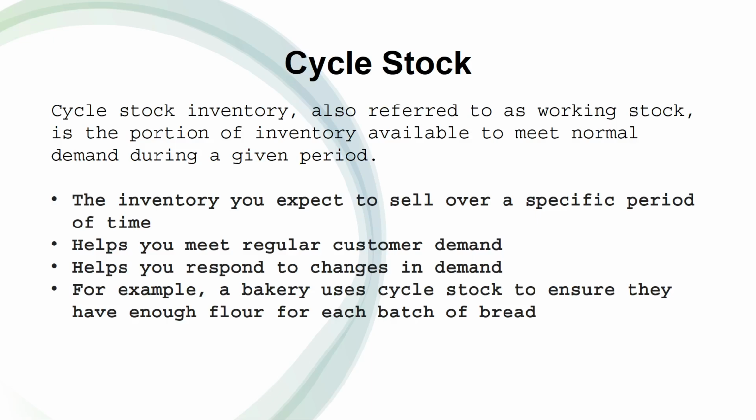An example you can think of is a bakery. Many examples are there, but I have taken a bakery example. If you want to make bread, for each batch of bread, how much flour you are going to require is basically your cycle stock.